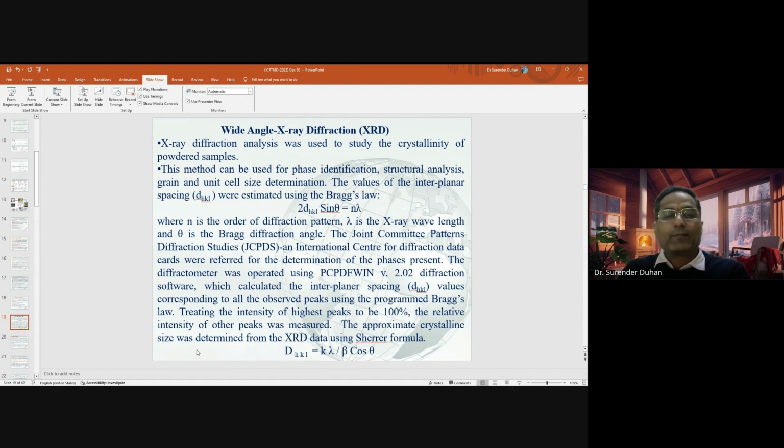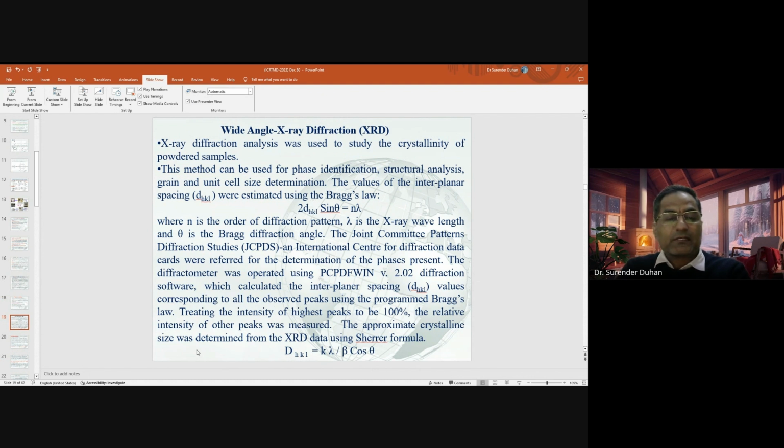The value of interplanar spacing was estimated using Bragg's law, 2d sin theta equals m lambda. Everyone knows about Bragg's law. And with the help of the JCPDS card, you can identify the Miller indices or planes of your materials. Another is PCPDF, which is another software. With the help of this software, we can identify and standardize your materials.